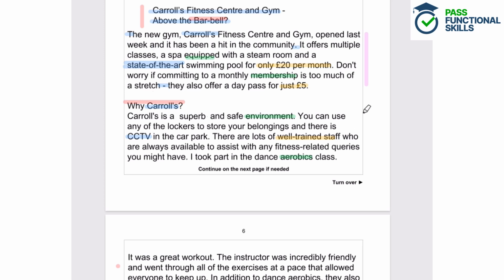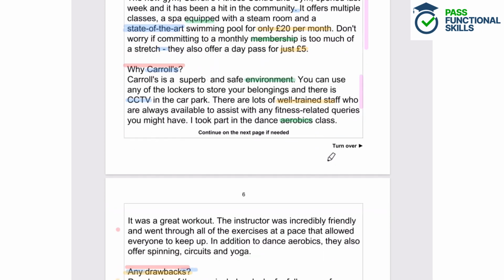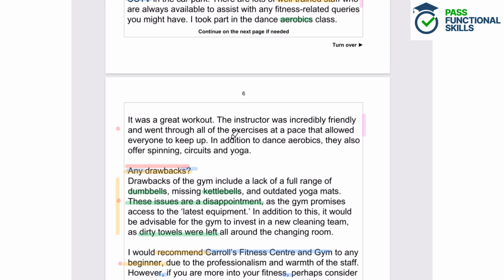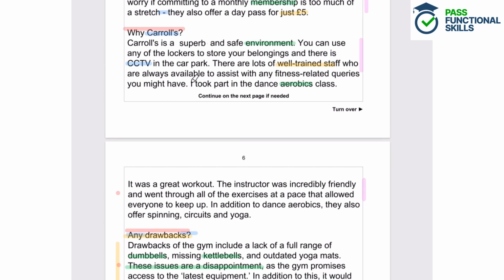Then we've got the second paragraph, which shows the positives of the gym and mentions several of the facilities. The third paragraph moves on from this to give details of what the class they attended was like. This links to the previous paragraph where they say, "I took part in the dance aerobics class." So this is really cohesive because the paragraphs have been linked together here.